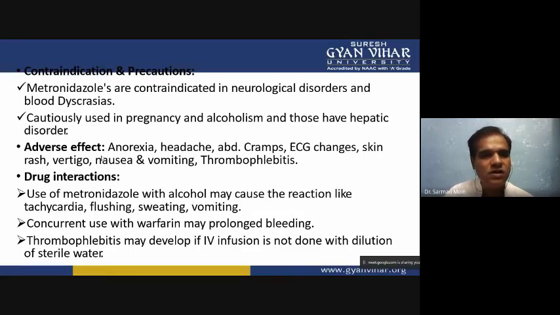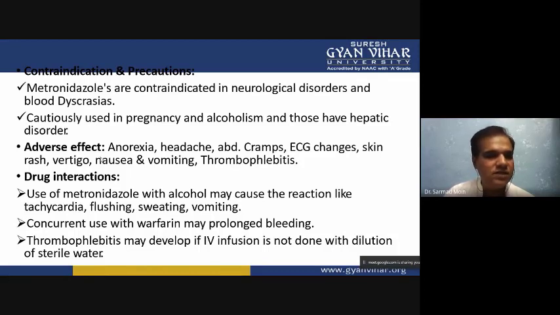Metronidazole is contraindicated in neurological disorders and blood dyscrasias. That's why we always have to take precaution when the patient has a neurological disorder or blood dyscrasias. It should be used cautiously in pregnancy, alcoholism, and in those who have hepatic disorder. Now side effects. Metronidazole can cause side effects of anorexia, headache, abdominal cramps, ECG changes, skin rashes, vertigo, nausea, vomiting, and thrombophlebitis.